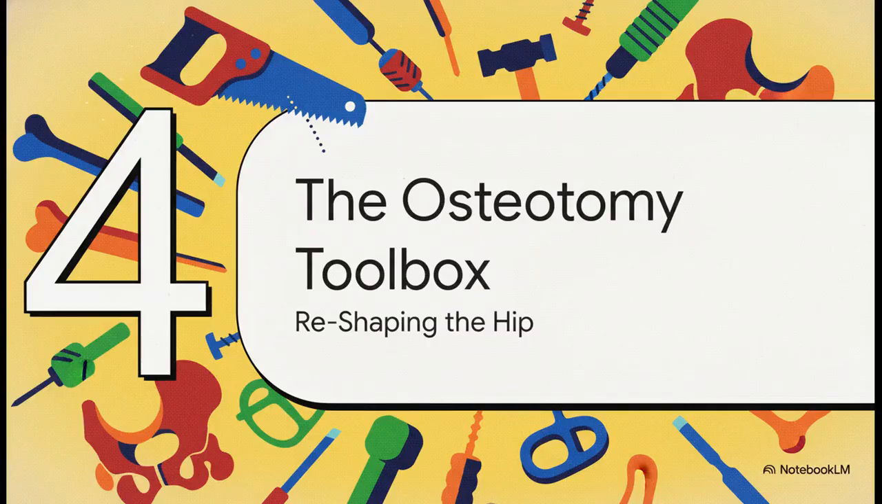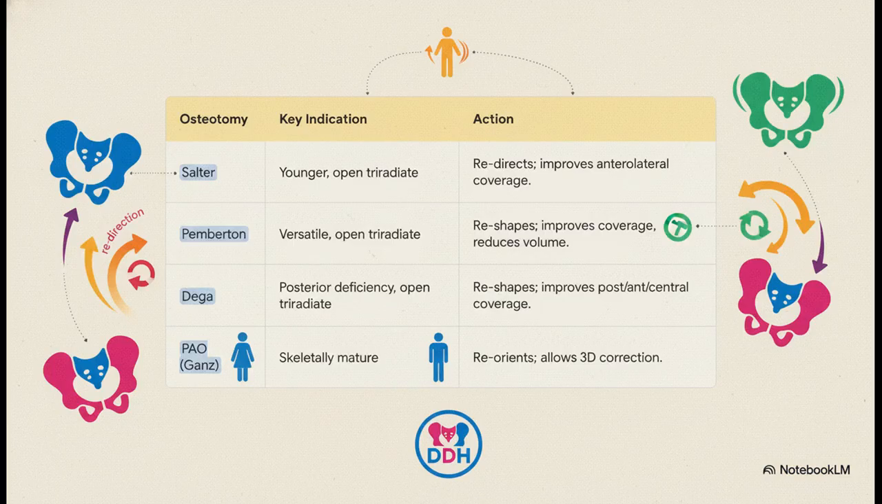Which brings us perfectly to Section 4, the osteotomy toolbox. Because sometimes just putting the hip back in isn't enough to make it stable. We have to address the bony problem itself. And this is where we, as surgeons, open our toolbox to literally reshape the hip. Now, this table is incredibly high yield. You'll want to sear this one into your brain for exams. These are the real workhorses.